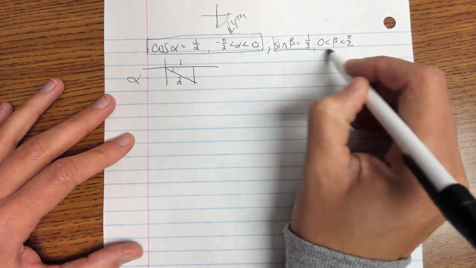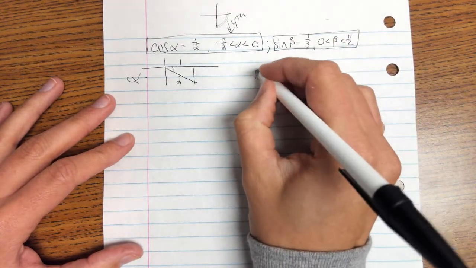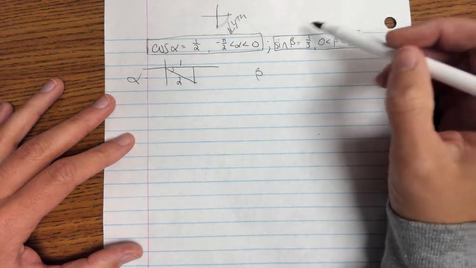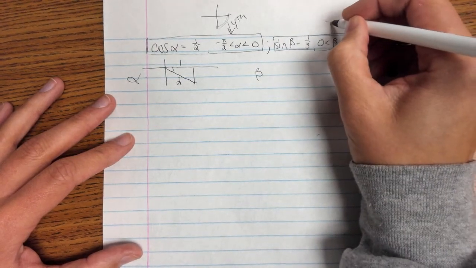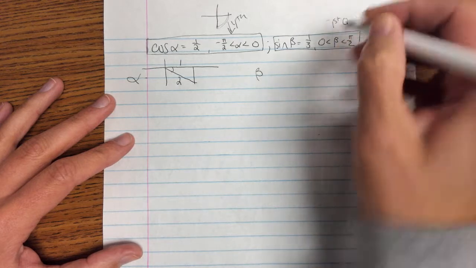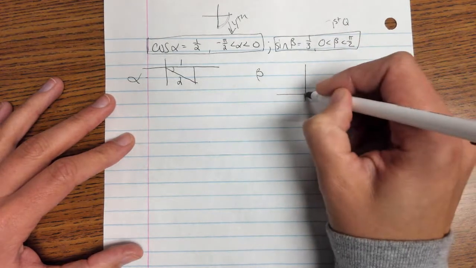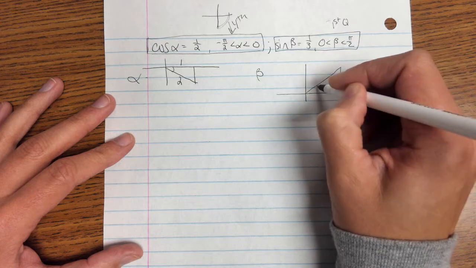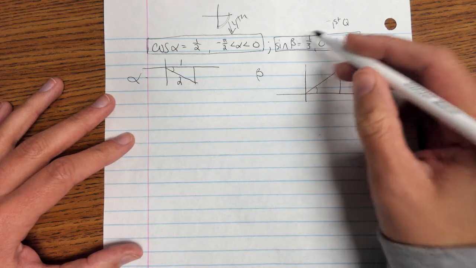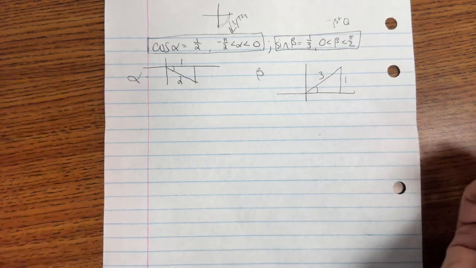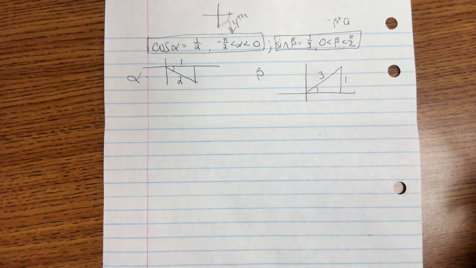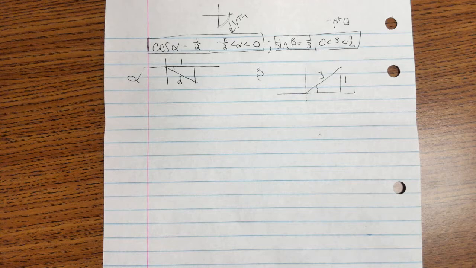Then the second piece of your information is dealing with my second angle. We know that it is between 0 and π/2. What that's telling me is it's in the first quadrant. So I'm going to go ahead and draw a triangle in the first quadrant. And here's my angle. Sine of my angle, which is opposite over hypotenuse, is 1/3. Now, I don't know if we're going to need the other two sides, so we're just going to leave it off until we actually get there.